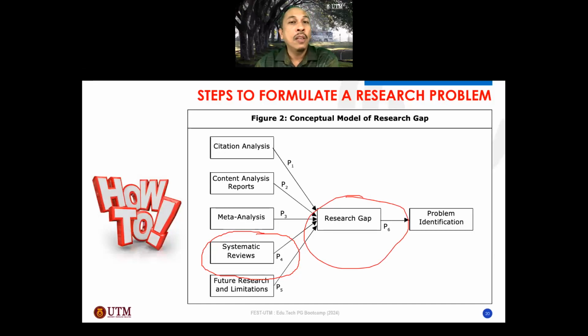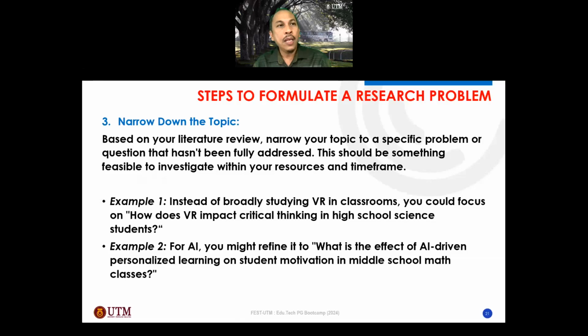Or the basic thing is just read future research and limitation. For example, you download one article, you read the abstract, you read the introduction, and then you read the future research limitation or conclusion, or future research suggestion, something like that. Then you can detect what is the proposed future research from that article. And based on that literature review or a critical analysis or whatever technique that you use, you can narrow down your topic to a specific problem or question.